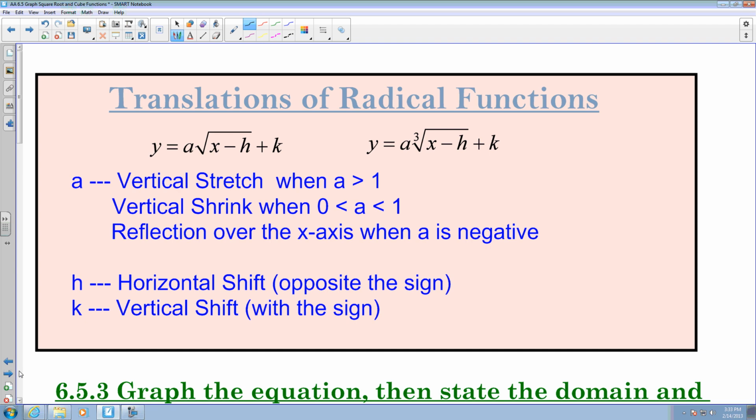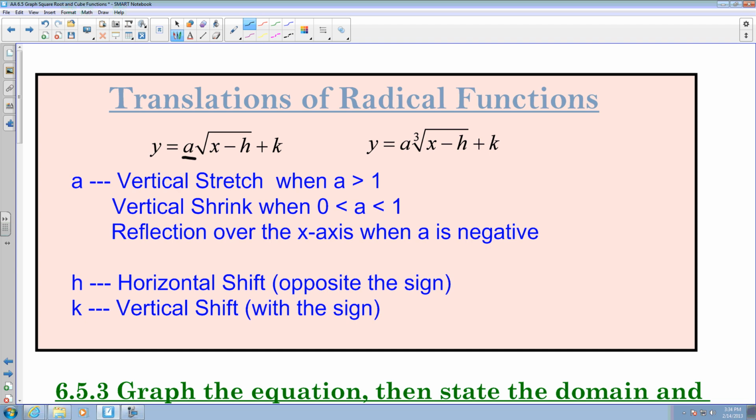Last thing would be to talk about translations of radical functions. Now we've seen the shifting of other functions in sessions past, and they still mean the exact same thing. So A represents whether we're going to have a vertical stretch or vertical shrink of our function, depending on if the absolute value of A is greater than 1, or if it's in between 0 and 1. If it's in between 0 and 1, we're going to have a shrink. If the absolute value is larger than 1, we're going to have a stretch.